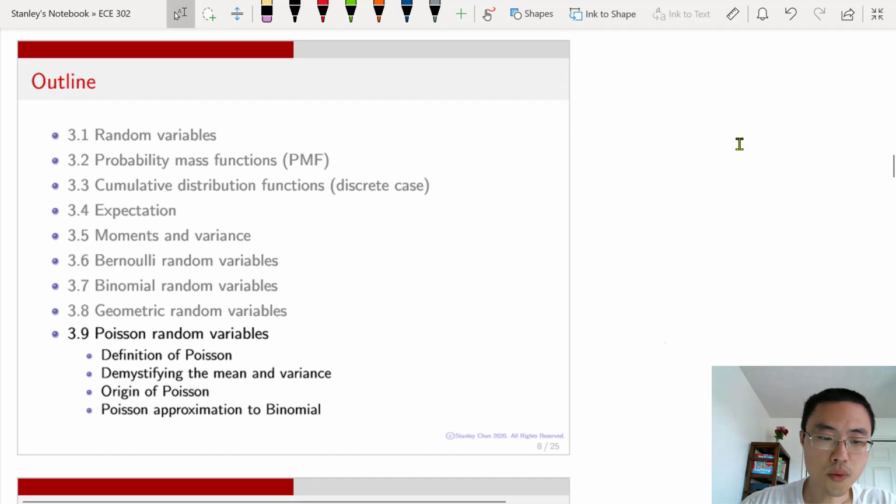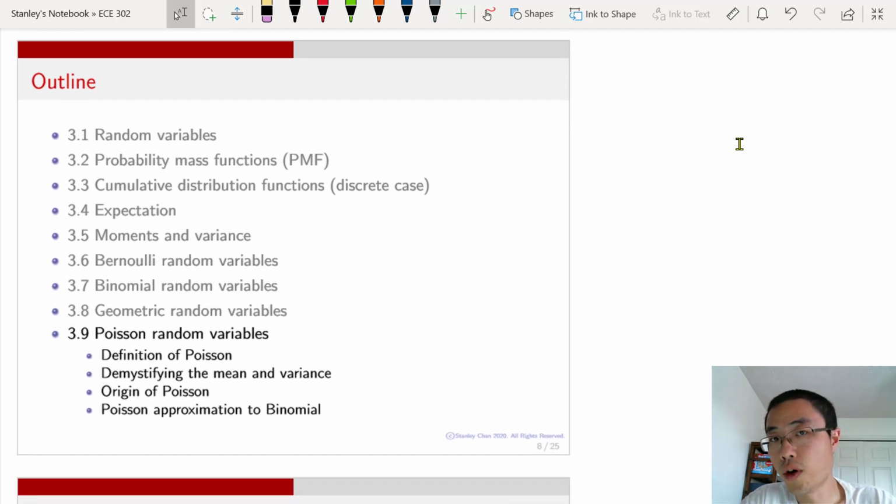Now, I want to move on to the second topic, which is about the expectation and the variance, the mean and the variance. I want to first show you the mean and the variance, and I want to point out something that's very, very strange about this Poisson random variable and the confusion that people usually have about the Poisson random variable. Then I'm going to demystify this confusion by showing you some practical scenarios.